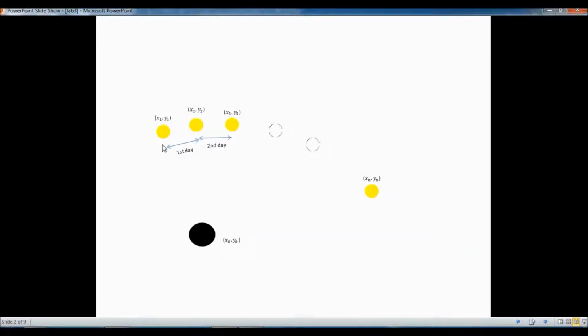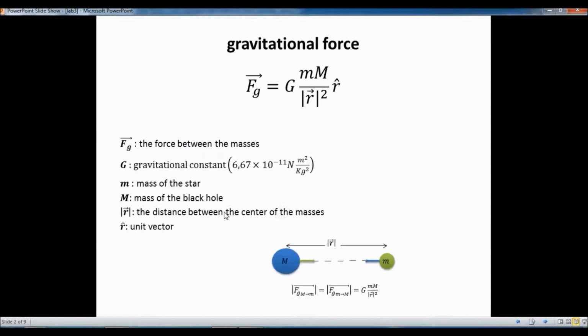We treat this problem as a two-dimensional problem where the x and y coordinates of the star's position are given. As we see, we have one observation per day. Furthermore, we know the black hole's position. So let's try to find the black hole's mass.